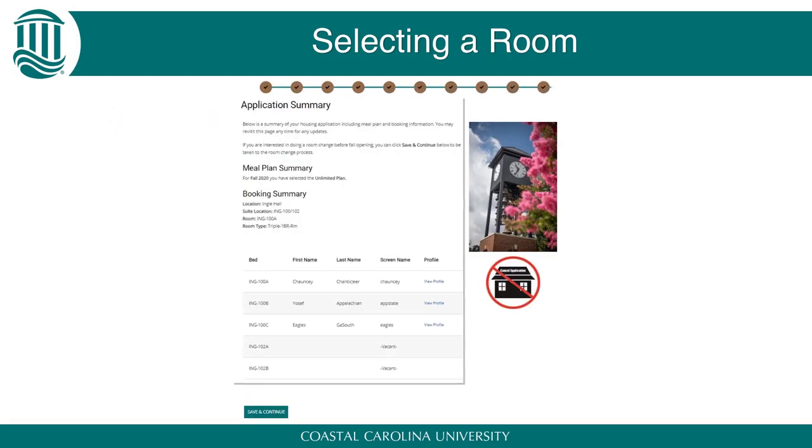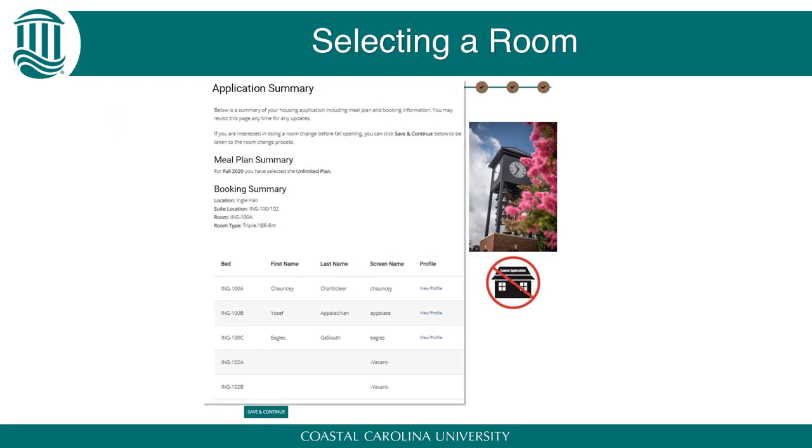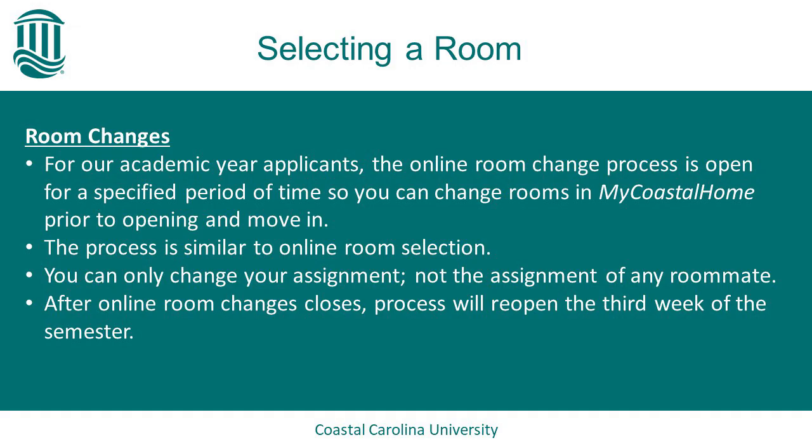Congratulations! You will see a summary of your housing application next, which includes meal plan, assignment, and roommates. For students applying for the academic year, you also have the opportunity to change your room online before housing opens for the term. The opening and closing dates for online room changes is available on the room selection timeline on our website. The process is very similar to what we just explained when you selected your space initially. The only difference is you can only change your room and not the room for any assigned roommates or students in your roommate group. After the online room change process closes here within the housing application, no more changes will be made until the third week of the semester.